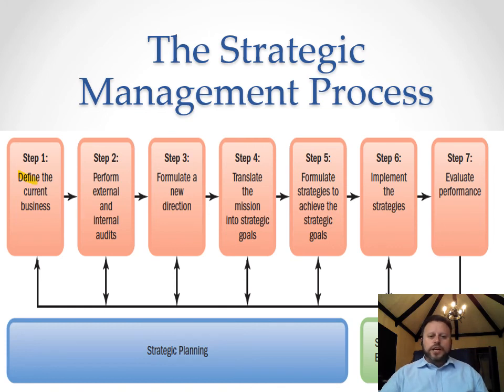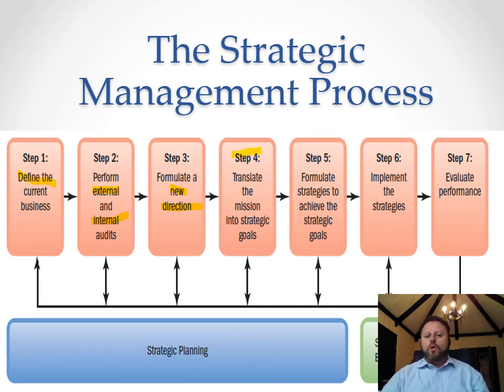So step 1, we're going to define the business, and that really involves our mission statement. We'll go through all of this in a moment. Step 2 is internal and external. That is the SWOT analysis. Step 3 is to figure out, okay, what's our new direction? What did we do before and what are we going to do differently now?